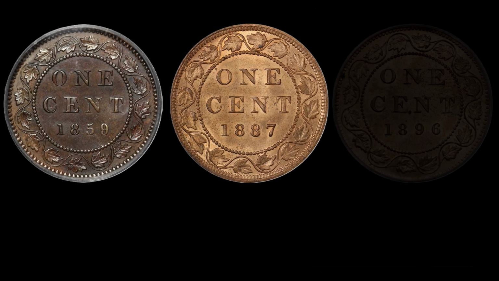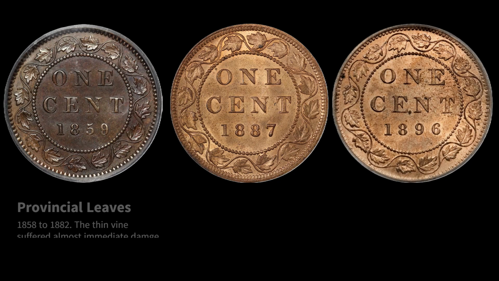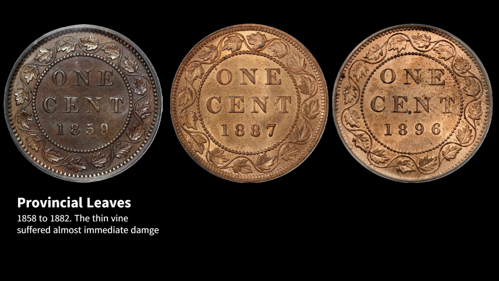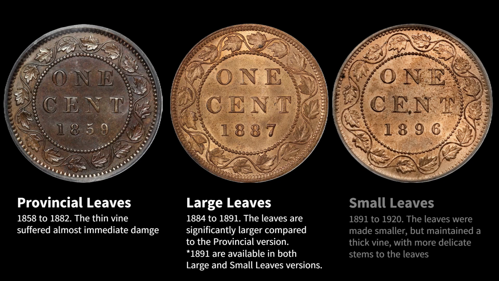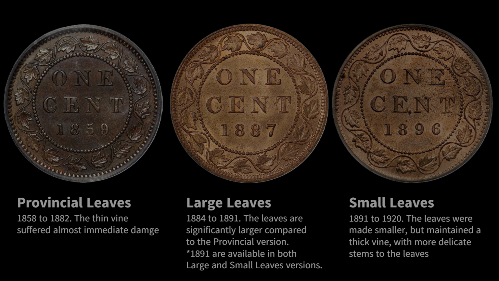The large cent series is known for its variety of reverse designs. The earliest coins, minted from 1858 to 1882, featured the provincial leaves design, with thin vine stems and smaller leaves. From 1884 to 1891, the large leaves design was introduced, with larger, more pronounced leaves and a thicker vine. In 1891, the design changed again to the small leaves reverse. The leaves were made much smaller. They maintained a thick vine, but engraved with more delicate stems to the leaves. This design continued until the introduction of the small cents in 1920.